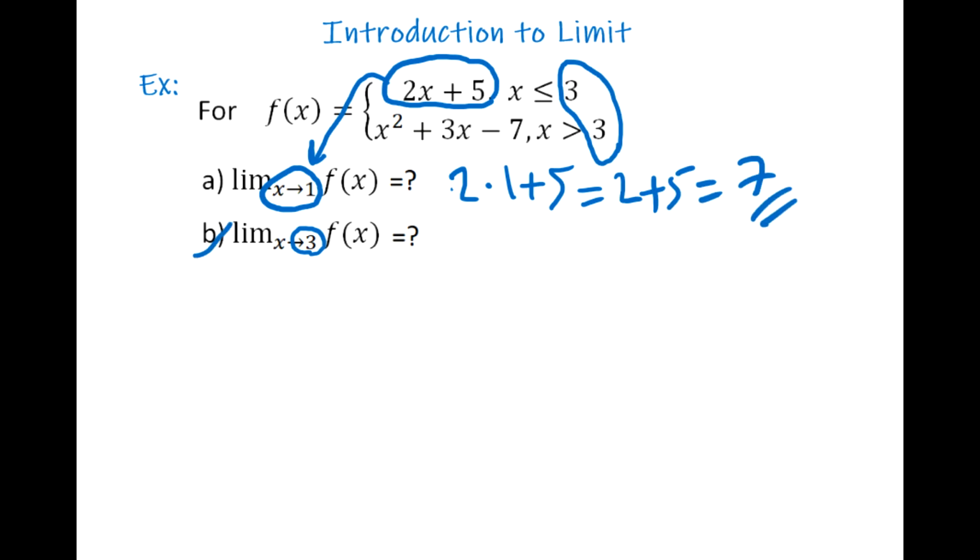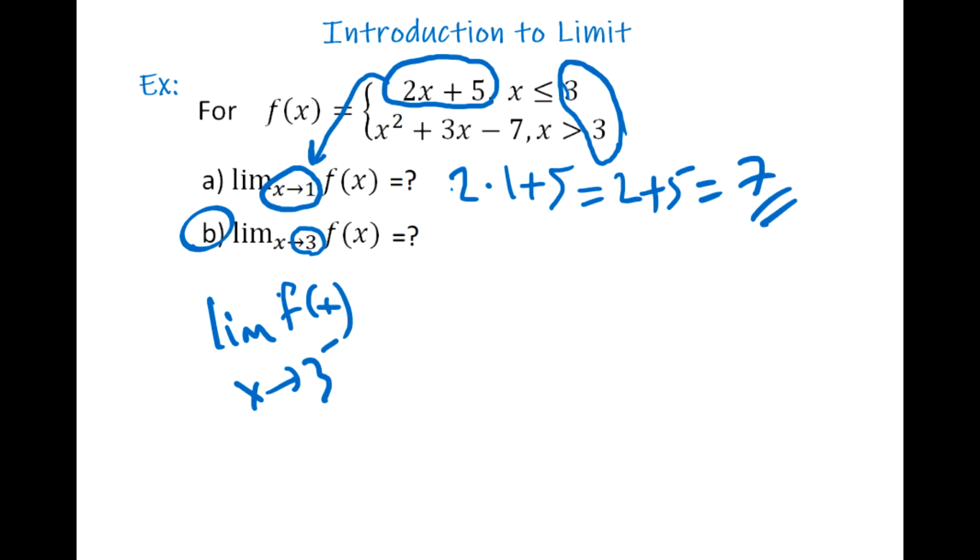But when you look at B, and it says what is the limit of f of x when x goes to 3, because 3 is a critical value here, we have to look at both cases, from the left and from the right, and we should get the same limit in order to say that yes, the limit exists at that point. So let's take a look at the limit from the left side. Limit of f of x when x goes to 3 from the left.